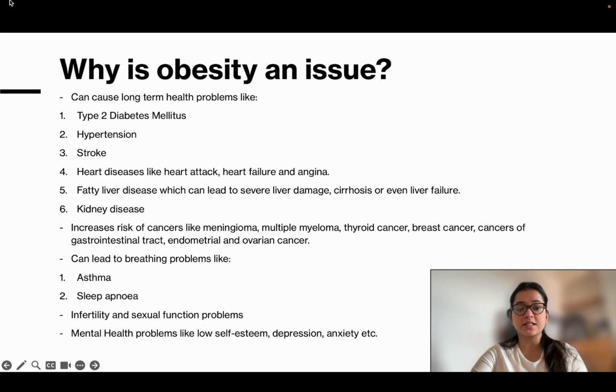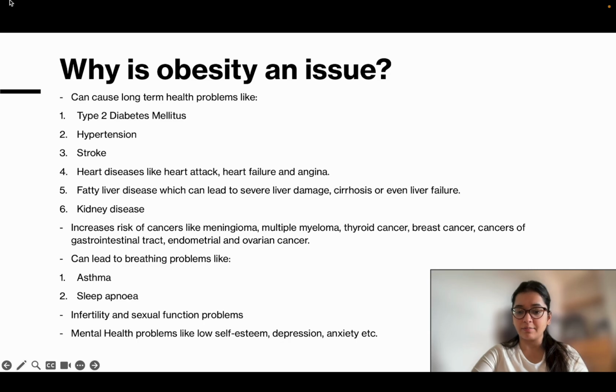It also increases the risk of cancers like meningioma, multiple myeloma, thyroid cancer, breast cancer, cancers of the GI tract, endometrial and ovarian cancer. It can also lead to a few breathing problems like asthma, which basically means that your airways are getting narrowed and it's difficult for a person to breathe. It is more common in people who are obese.